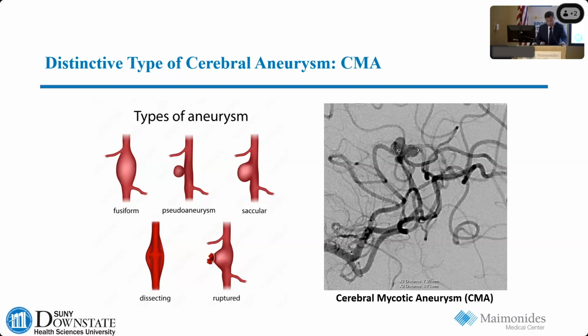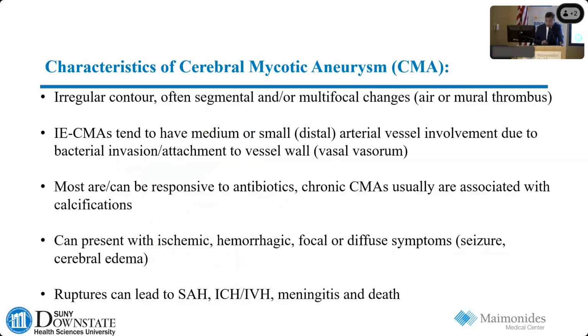As you can see over here, there's a bilobulated infective mycotic aneurysm in the middle cerebral artery in this patient, which is one of the examples I'll show you. So what are the characteristics of cerebral mycotic aneurysms? They tend to be irregular in contour, could be multilobulated as you saw, and often can be segmental and multifocal because these are infectious in nature. They can be deposited in different parts of the cerebral vasculature, and they can actually generate air or thrombus in the wall of the vessels, which can be detected on imaging.